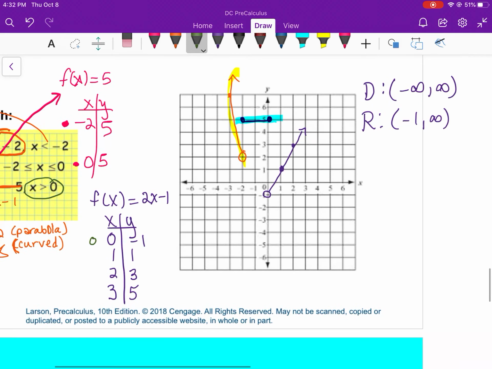And then the domain and range can be read from the graph. For the domain, you're coming in from the left, you stop right here, but you pick up and go here, and then you pick up here and go again off to the right, so all reals. And the range starts here at negative 1 and then goes up to the top.